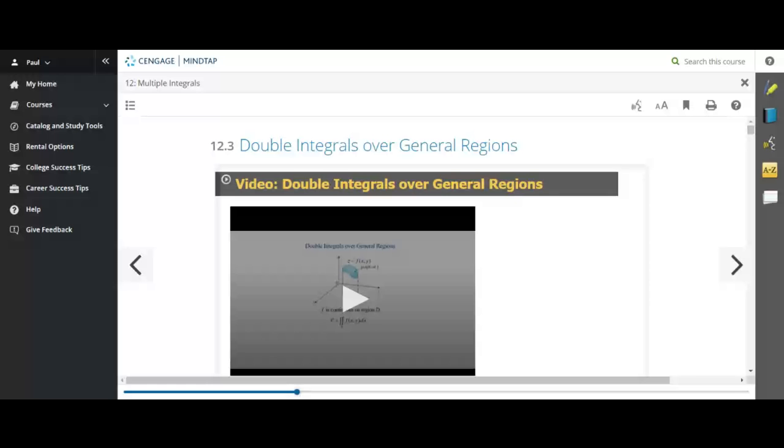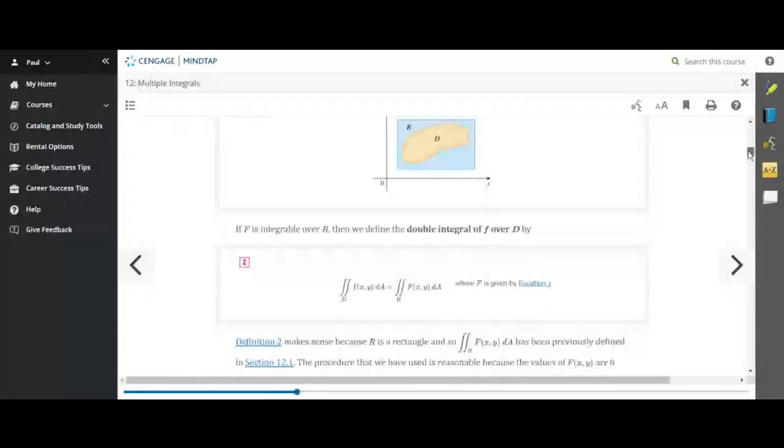I'll start the recording. We're going to do double integrals over general regions. So let me just go right to figure 5 here. I want to show you there are two regions that we're going to be dealing with here. There are type 1 regions and type 2 regions. Those are our general regions.